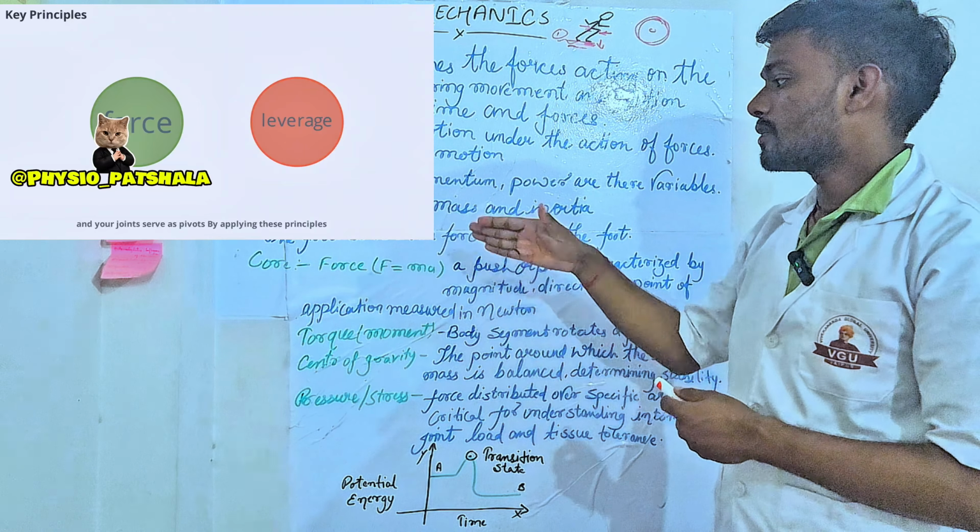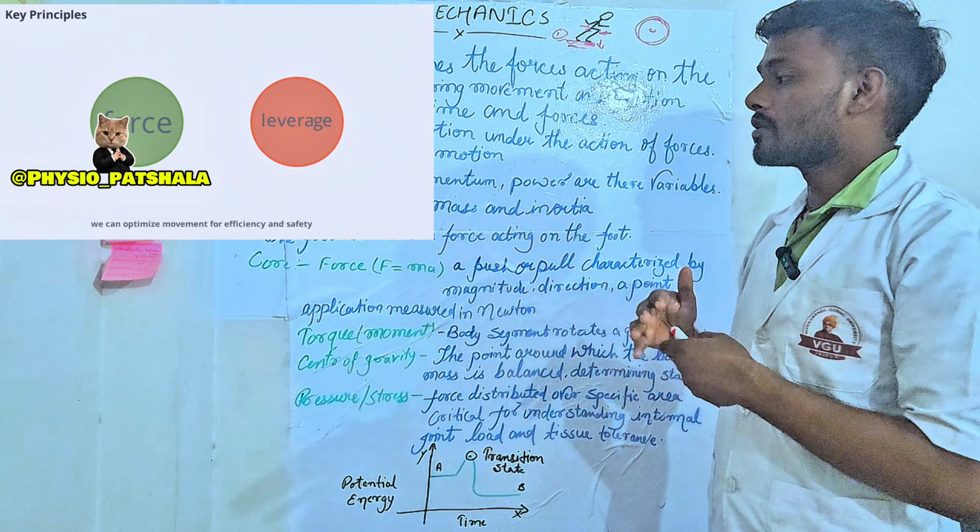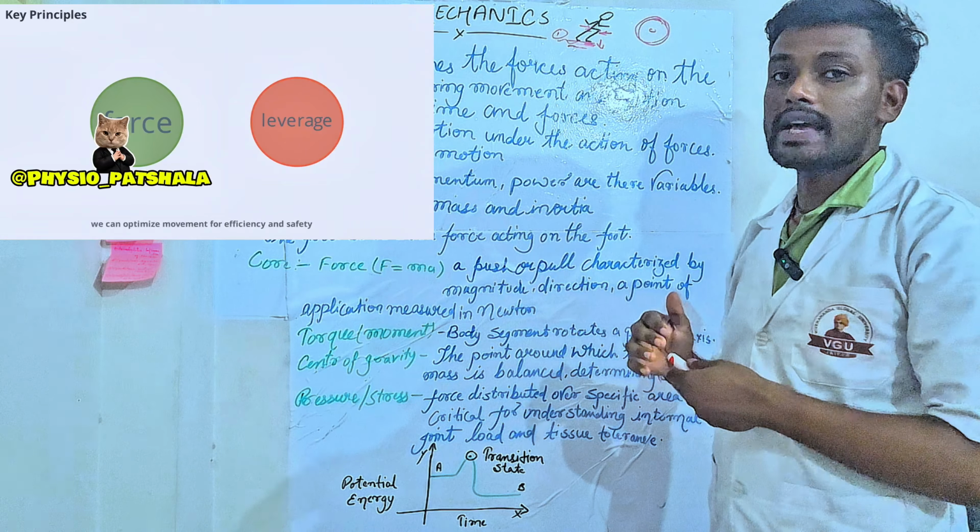Heavily considered are mass and inertia. We consider the mass and inertia of the particular person to perform their activity. Next is ground reaction force acting on the foot. It means a person running on the ground from one place to another, with the center of gravity, and the ground reaction acts upward to maintain their stability and coordination in respect of the base of support and center of gravity. Now, the core principles of kinetics. First is force.